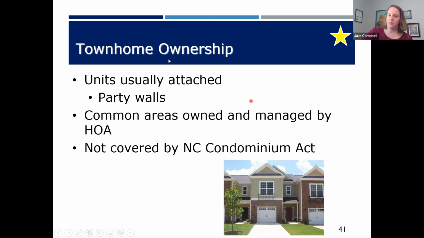So the hybrid ownership is the unit, and then you have access to, in this case, you don't own anything here, right? But owning that unit gives you access to those common areas, owned and managed by the HOA. For the tests, will they refer to townhomes as row houses? Possibly.